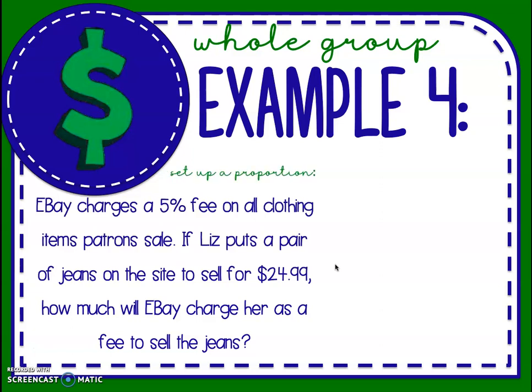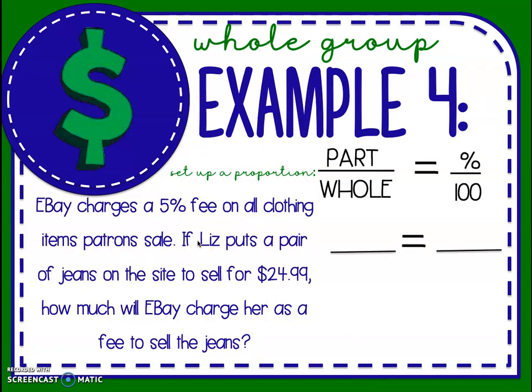So to figure out what she would pay as a fee, we're going to set up a proportion, a real world problem. We're going to do part over whole equals percent over 100. Let's pick out the pieces that we know. We know that she is selling for $24.99, so $24.99 is our whole. They charge a 5% fee. This spot down here is always 100 because percent's always out of 100, and 5% is our fee.